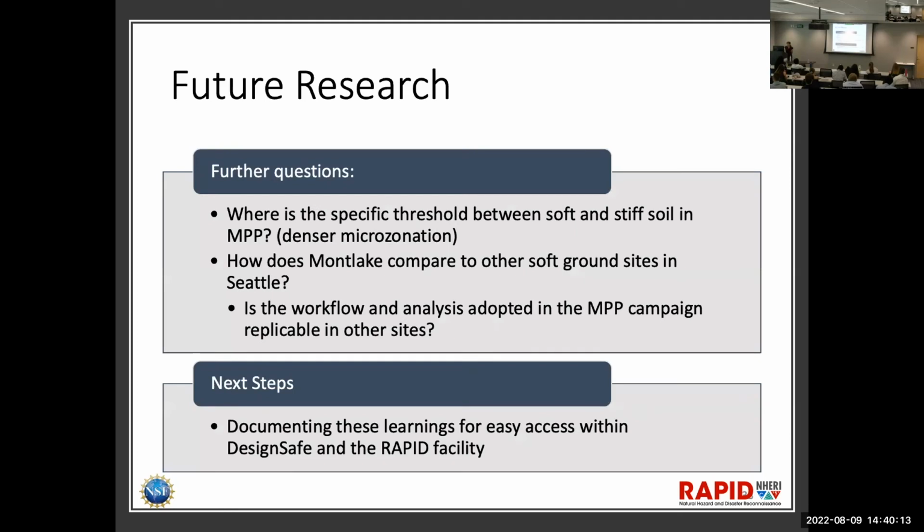Then in terms of future research, we've joked that we could spend the next several years continuing to work in this park to understand everything about it. But really, we're interested in applying this methodology to all the different soft soil sites in Seattle. And I believe people will be doing this next year. And my personal next steps are to make sure that my methods are replicable by documenting and making sure that all my data is available within Rapid and DesignSafe.